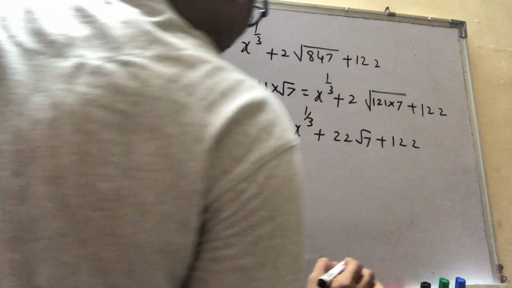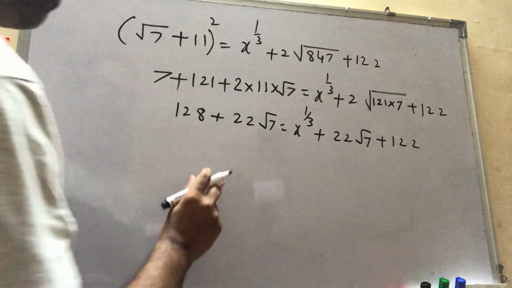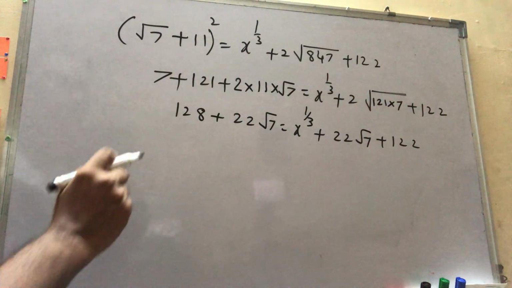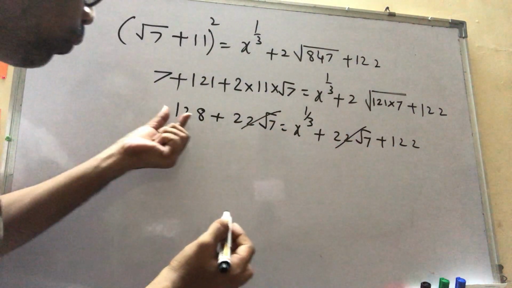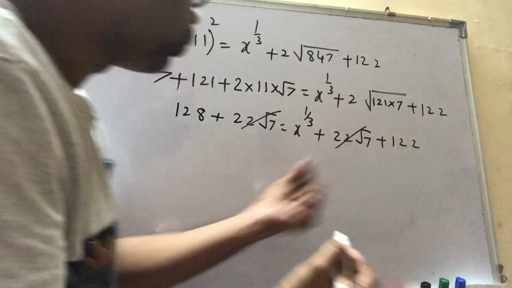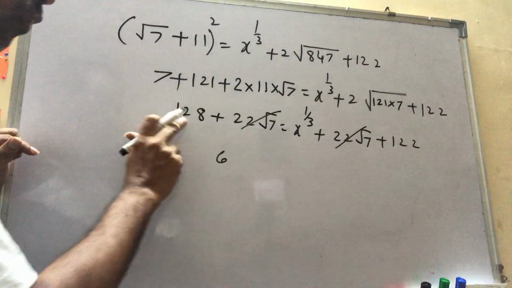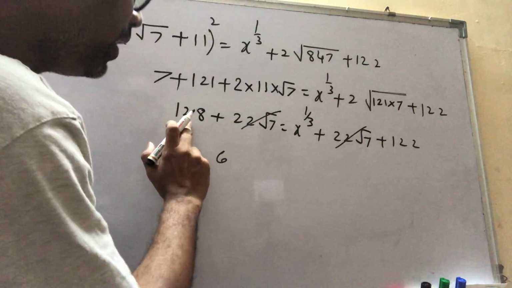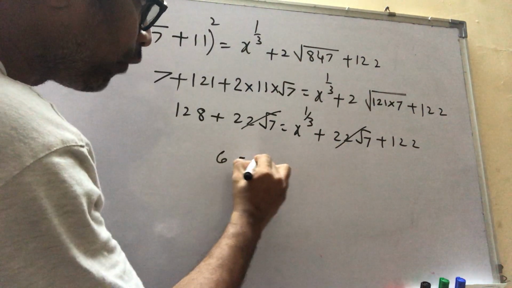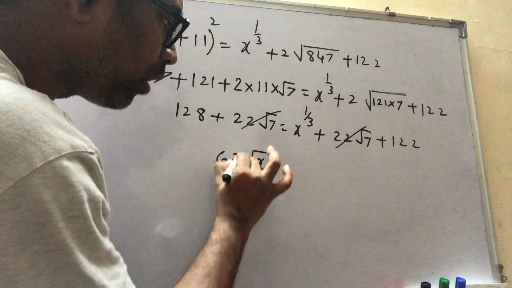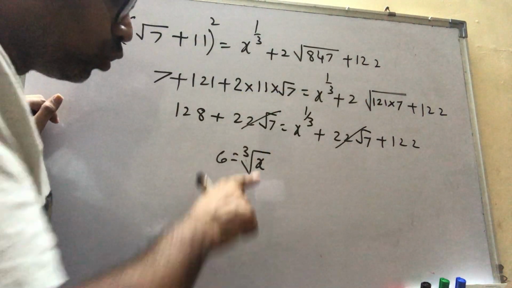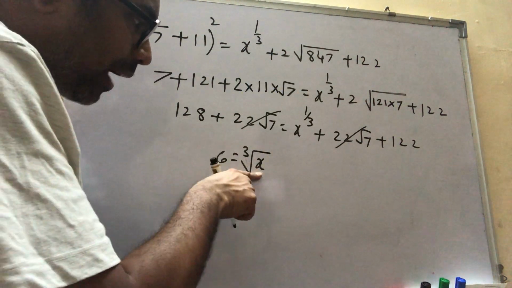Is this clear everyone? Okay, now this and this will get cancelled. 128 minus 122, that is nothing but 6. And what is here? x raised to 1 by 3. So x raised to 1 by 3 means what? That is the cube root. So the cube root of x is 6.